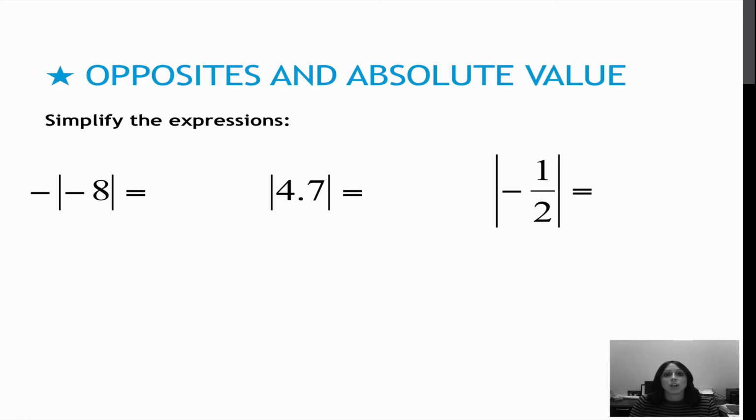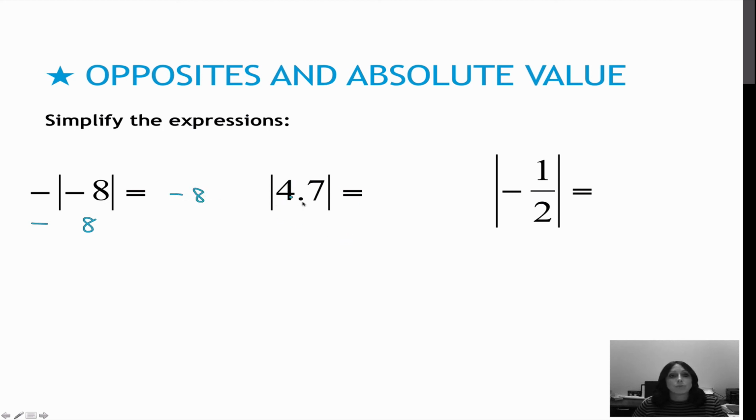Try these 3 on your own. The first one, I've got -8. So again, I can't keep flip change. I'm going to go ahead and evaluate the absolute value of -8, which is +8. And then this negative on the outside says, then do the opposite of that. So my answer here is -8.